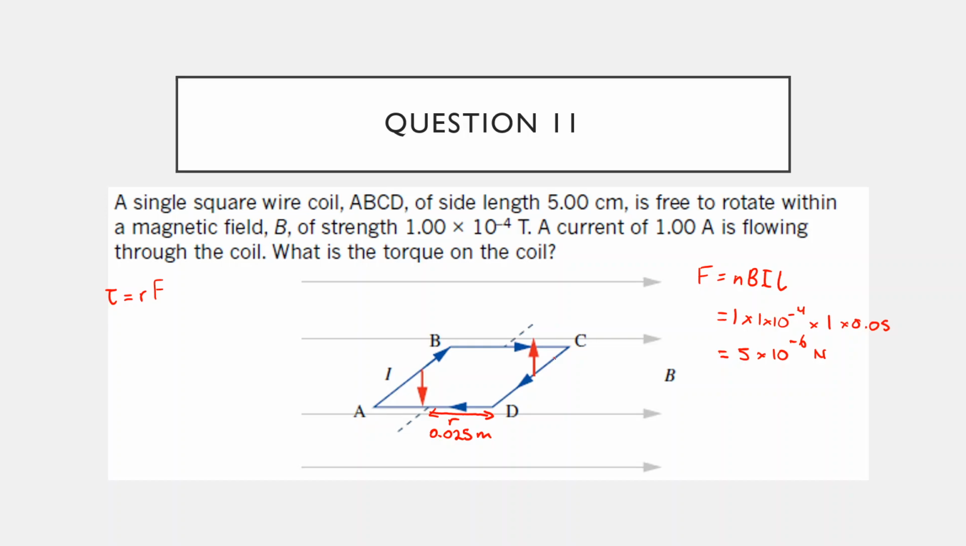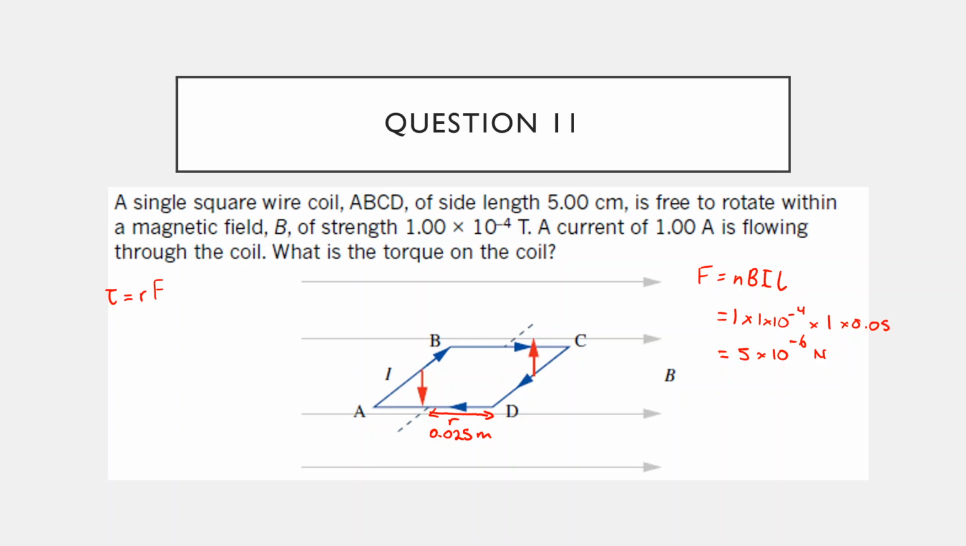Okay, so this side experiences a force of 5 times 10 to the negative 6. This side AB also experiences the same force, just in the opposite direction. Because the two forces are offset from each other and they are a certain distance from a pivot point, that means there will be a torque.